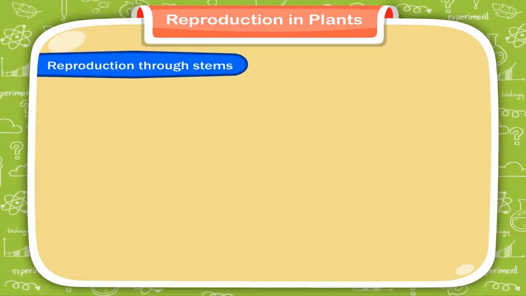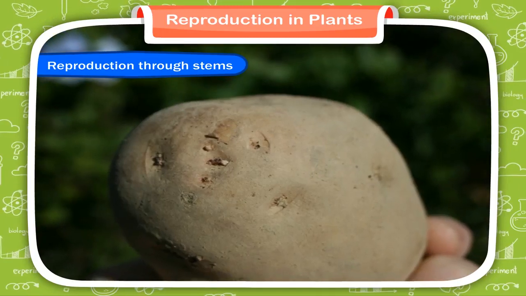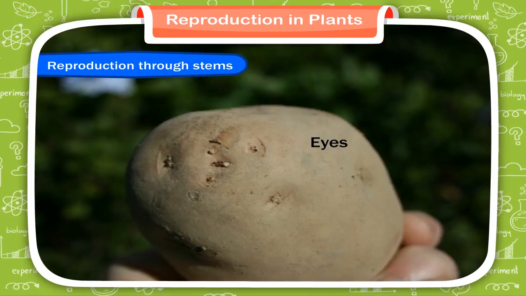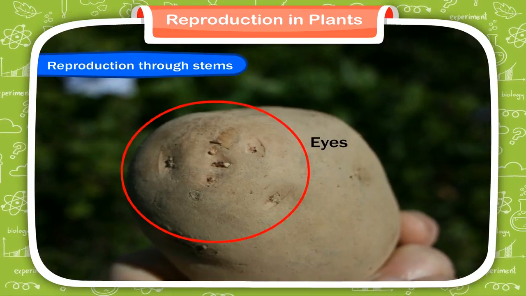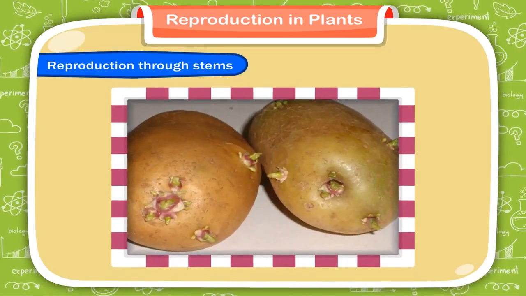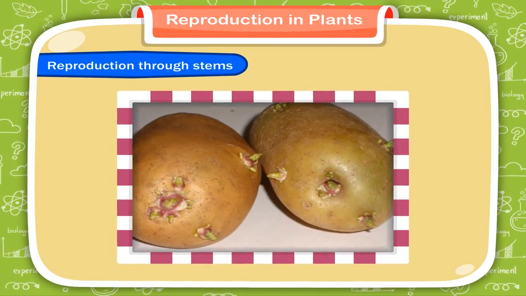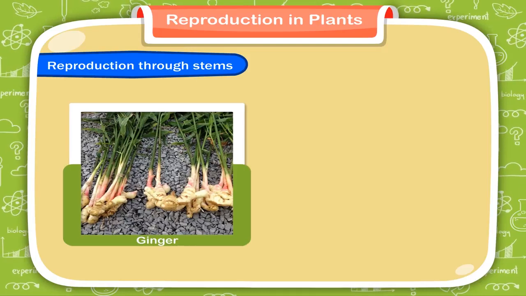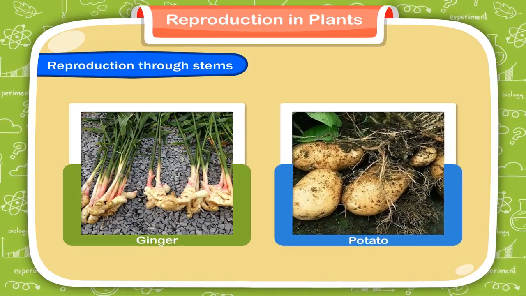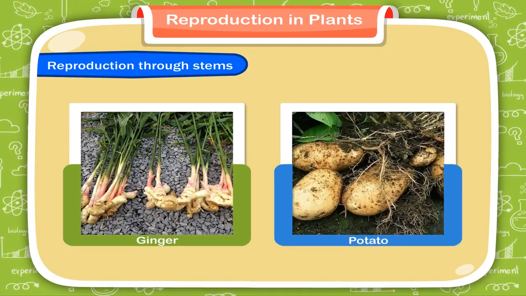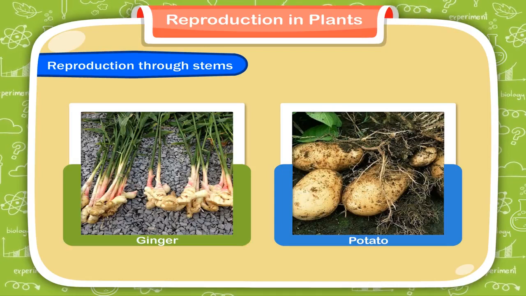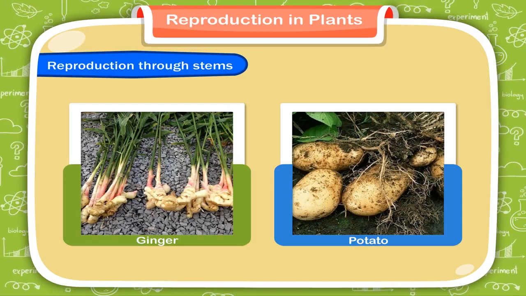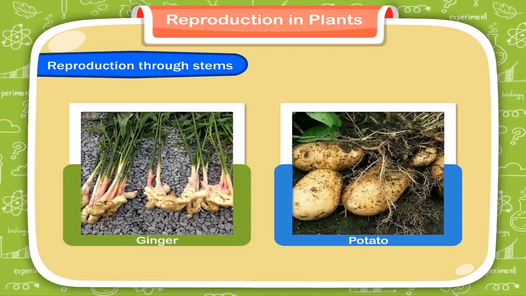Reproduction through stems. Have you observed a potato carefully? It has some small black dots on it called eyes. When an eye, also called bud, is planted, it grows into a new plant. Several plants like ginger and potato are actually underground stems. These stems store food in them and grow into new plants through their buds. Each bud grows as a new plant.